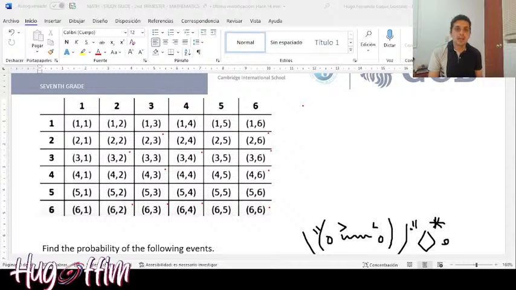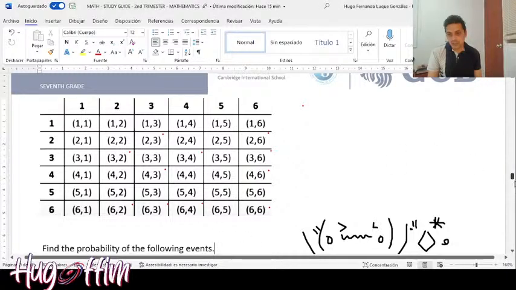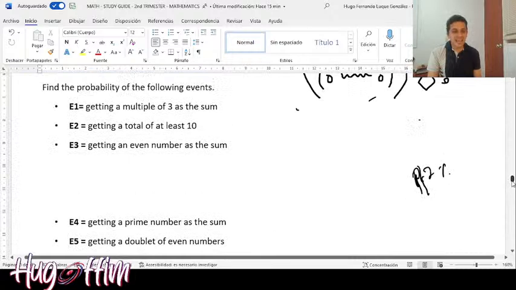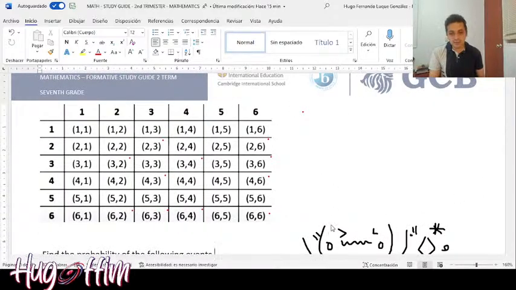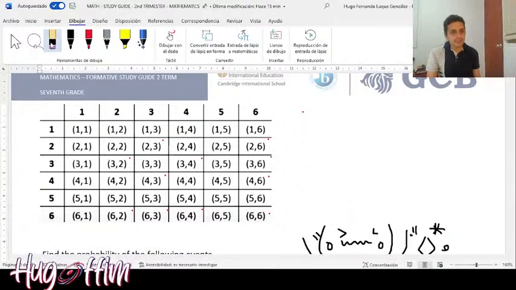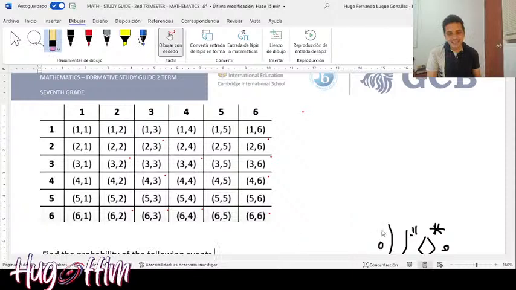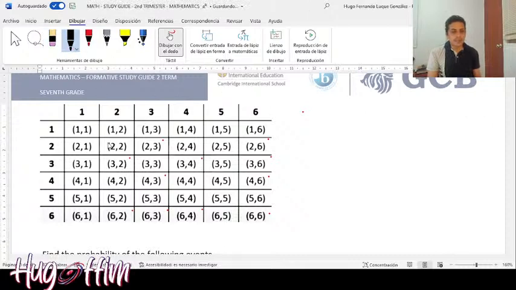The first question is, with this list of different outcomes when you throw two dice, the question they ask me to solve is how to know if I get a total of at least 10. So I need to find the probability, in this case, of getting at least 10. How could I get that probability?